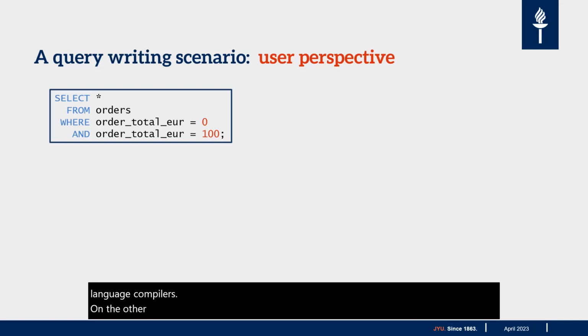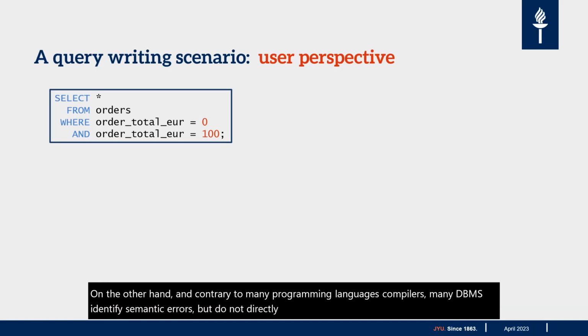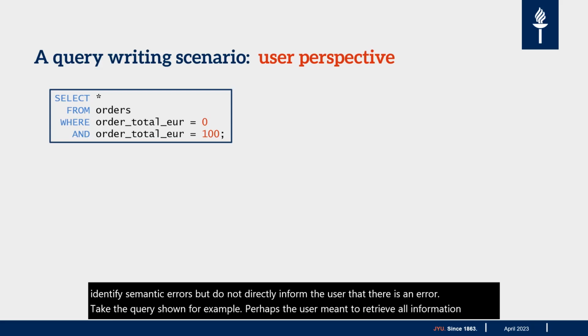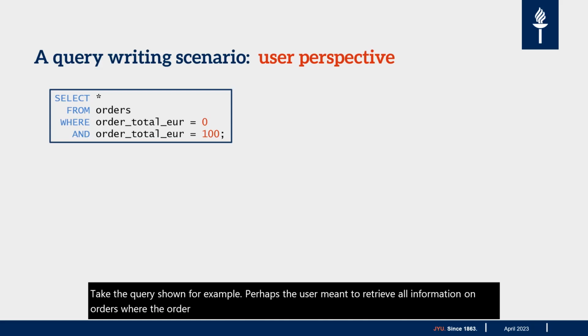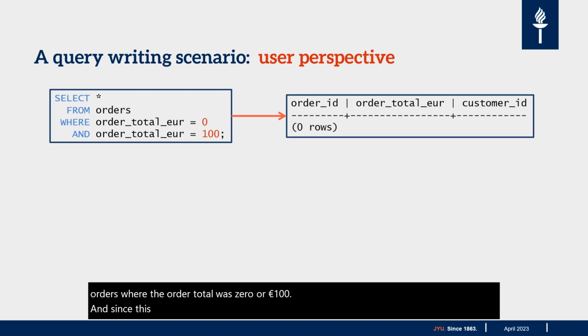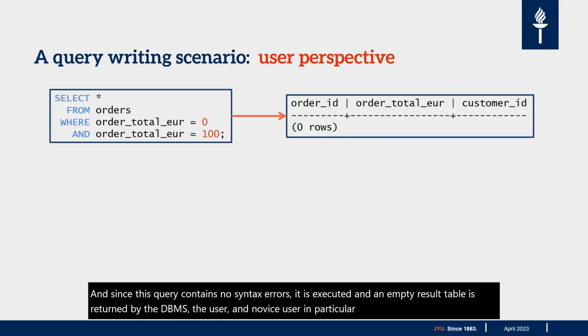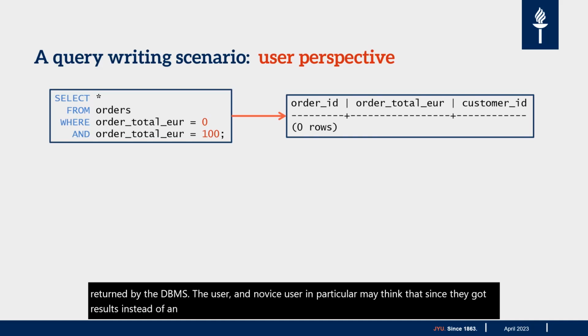On the other hand, and contrary to many programming language compilers, many DBMSs identify semantic errors but do not directly inform the user that there is an error. Take the query shown, for example. Perhaps the user meant to retrieve all information on orders where the order total was 0 or 100 euros. Since this query contains no syntax errors, it is executed and an empty result table is returned by the DBMS. The user, and novice user in particular, may think that since they got results instead of an error message, there is nothing wrong with the query.